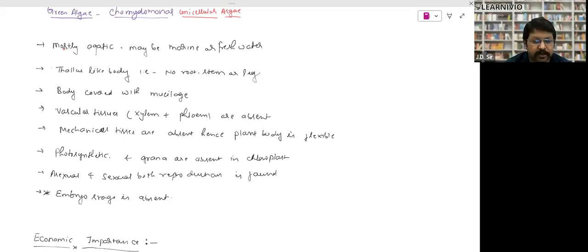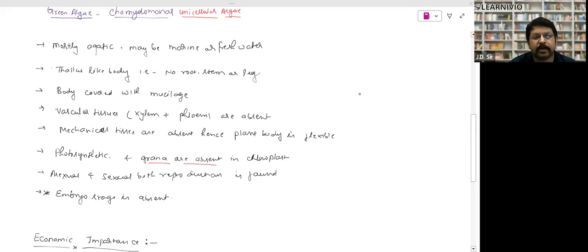They are photosensitive. And one very important thing, grana are absent in the chloroplast. So the chloroplast has grana and stroma, but grana is absent. Are you clear with the structure of chloroplast, grana and stroma? Clear or not? Tell me. Yes, sir. Okay, fine. Both asexual and sexual kinds of reproduction are found, right? Embryo stage is absent. Algae do not have an embryo-like structure, means the embryo stage is not found.